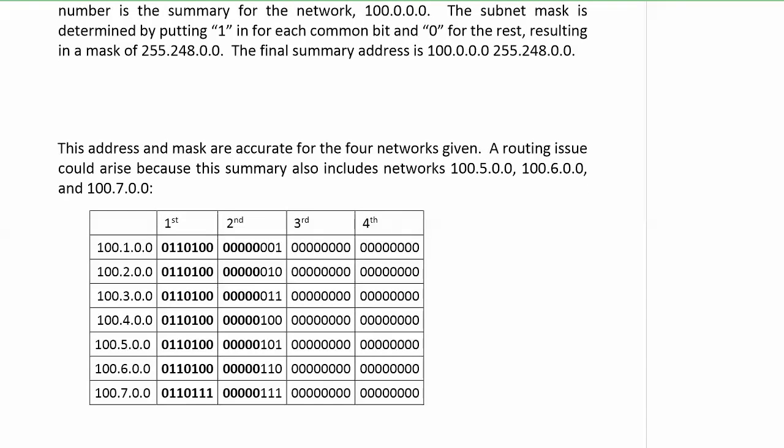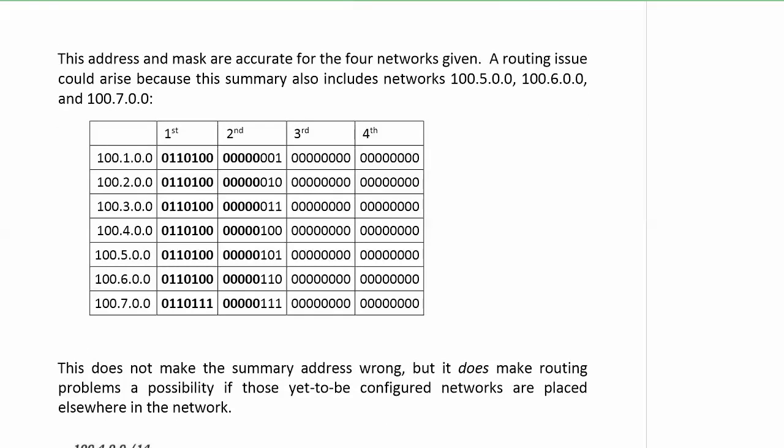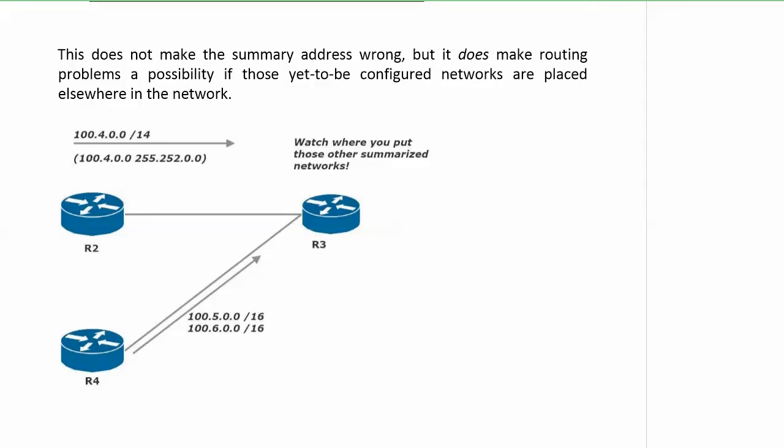So what you've done is not necessarily wrong. What you've done is created a summary that encompasses all the networks we were given. What we have to be aware of is that it also encompasses other networks that we weren't given. This doesn't make the summary address wrong, but it makes routing problems a possibility, not a certainty, but a possibility, if those yet to be configured networks are placed elsewhere, say in this scenario.